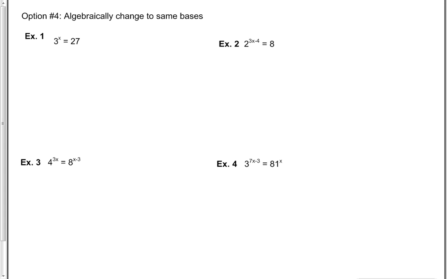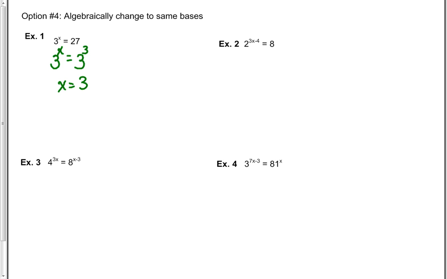Today we're going to look at an algebraic method if we can change to the same bases. So for instance, 3 to the x equals 27. We know the answer to that one. The reason is I can rewrite 3 to the x, and I can rewrite the 27 as a power of 3 as well. So since 3 to the x equals 3 cubed, then our x must be equal to 3.